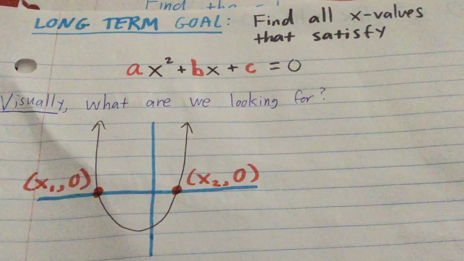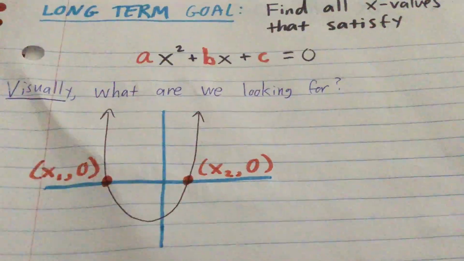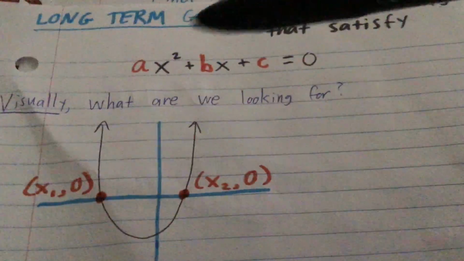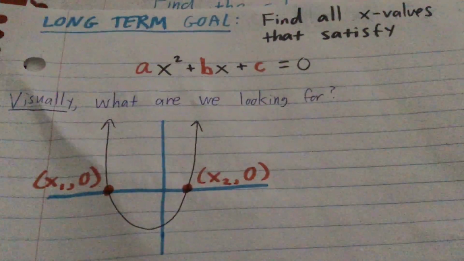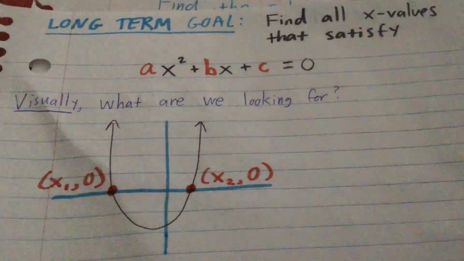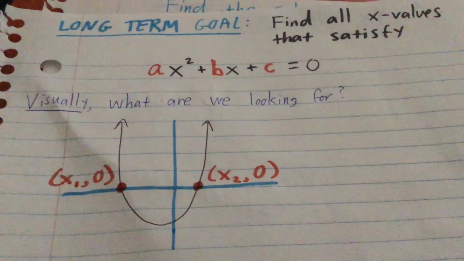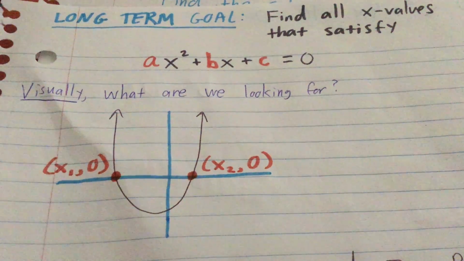So we're basically putting all our skills together. Remember, I'm going to sound like a broken record, but our long-term goal is, if we're given a quadratic trinomial in standard form, ax squared plus bx plus c is equal to 0, we're trying to find the x values, usually 2. Usually all the two x values that satisfy ax squared plus bx plus c is equal to 0.